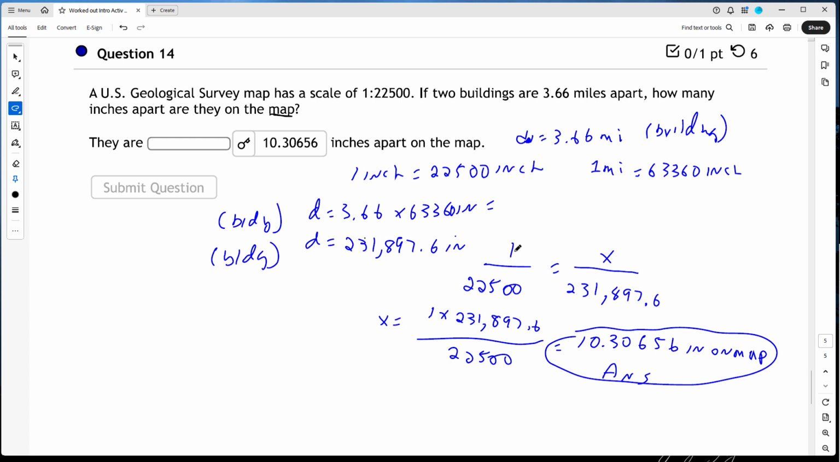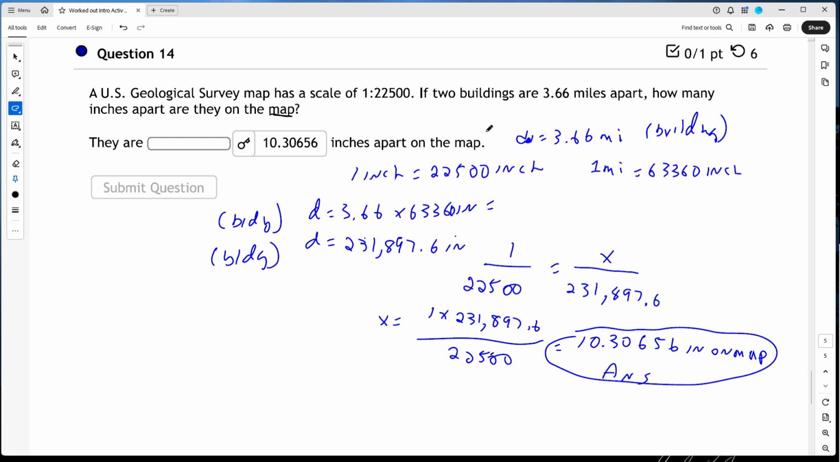So we can set up a proportion here. 1 inch on the map corresponds to 22,500 inches, and we have 231,000. So we set up a proportion, cross multiplying and dividing, we end up with 10.30656 inches on the map for our answer.